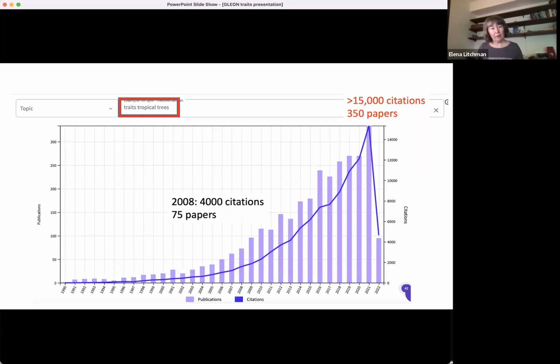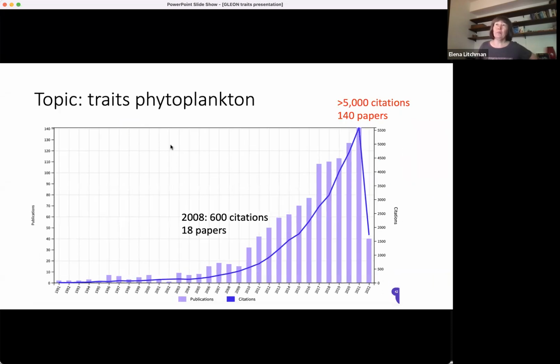So to return back to the aquatic realm, I decided to see how phytoplankton are doing in terms of the focus on traits. And I did it because trait-based approaches have been applied to phytoplankton for a while now. And that's what my primary interest is. So when I searched for traits and phytoplankton, I found that, well, yes, the mentions of traits and phytoplankton are increasing in the literature, but of course, we're nowhere near the amount of literature that deals with traits and tropical trees, for example.